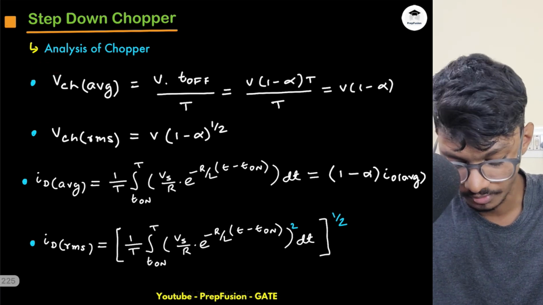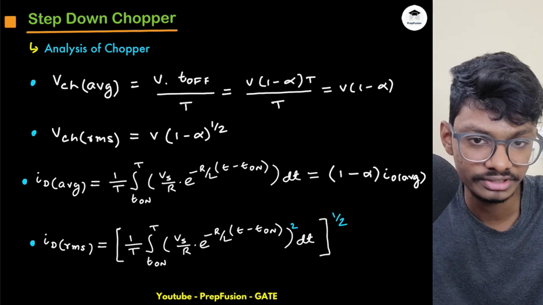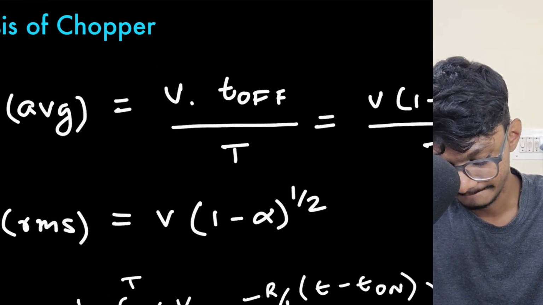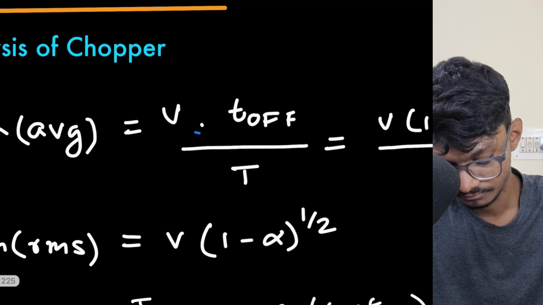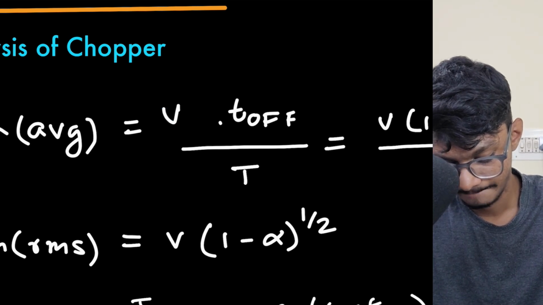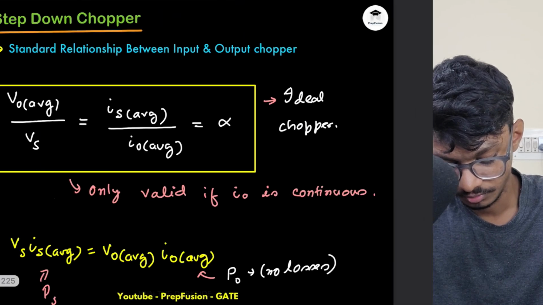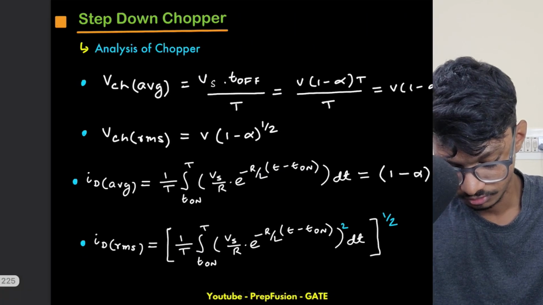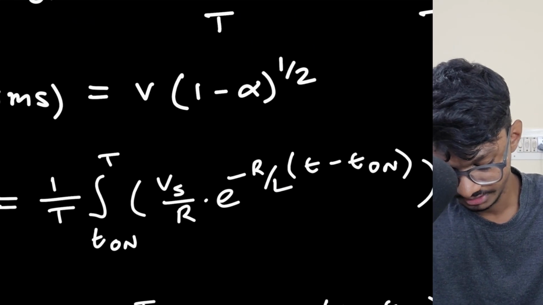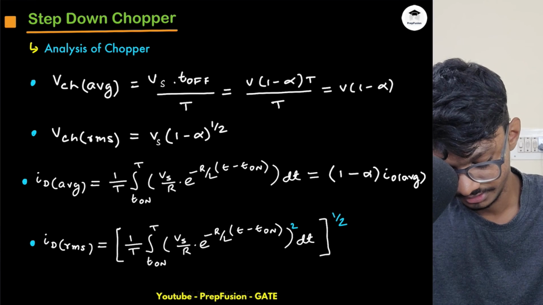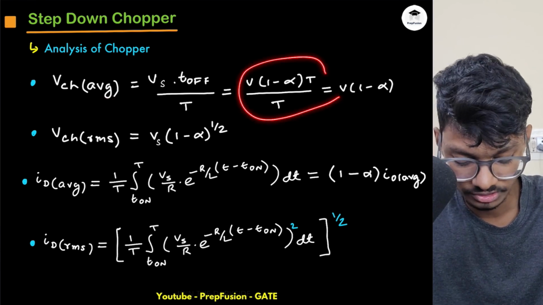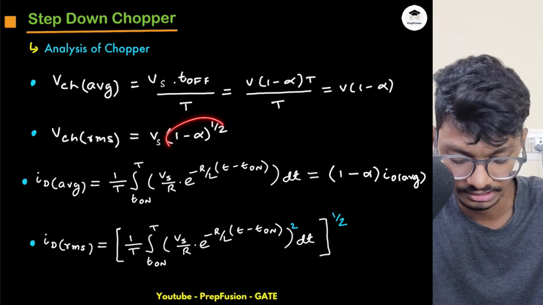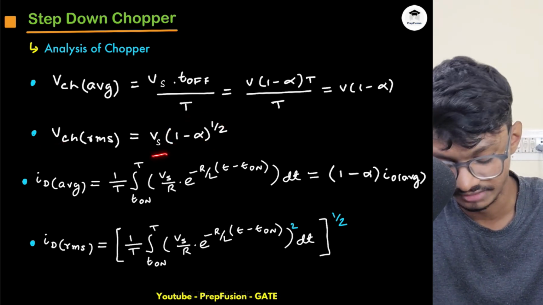Now next, analysis of the chopper. Chopper analysis, like the average voltage. When the chopper is off, it will totally block the VS voltage. So all these are VS. This will be VS, and this will also be VS. I hope you understood how we did this. Simply find the area under the curve, then for VCH RMS I square it, take the time period and then the under root. That's why this will be square root of 1 minus alpha into VS.